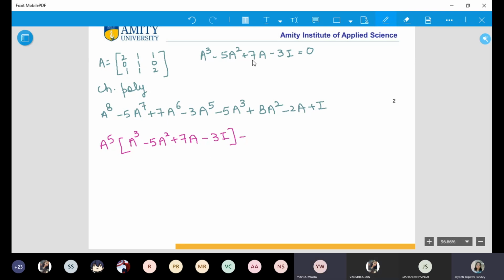Yes, ma'am. Then I have 5a cube, so I'll take out minus 5. See, I have a cube. Then I'm interested in 5a square. That means 3a square is extra. So I'll write that 3a square here, and I'll write minus 5a square. Then I have minus 2a.